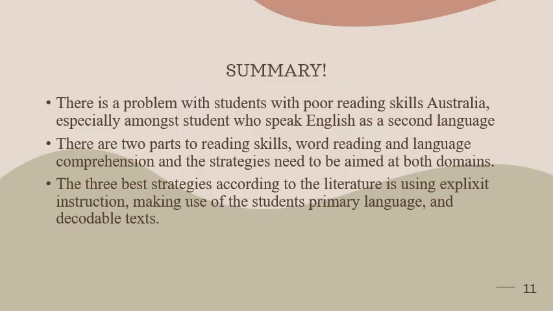To summarise the main points in the presentation today, there is a problem with students with poor reading skills in Australia, especially among students who speak English as a second language. There are two parts to reading, word reading and language comprehension, and the strategies need to be aimed at both of these domains. The three best strategies according to the literature to do this are using explicit instruction, making use of the student's primary language, and implementing decodable texts. If educators implement these research-validated strategies into the classroom, we will see improvement in the reading skills of ELD students.